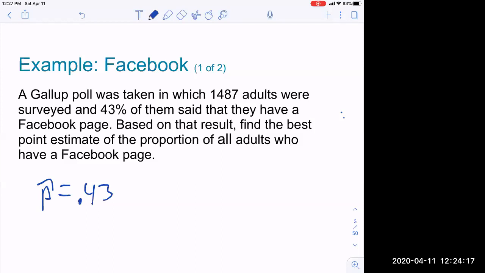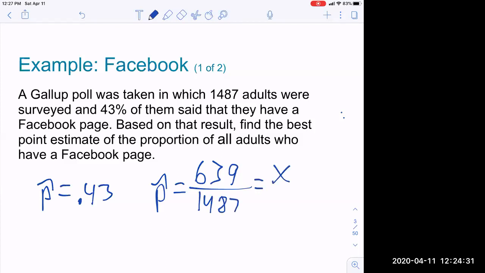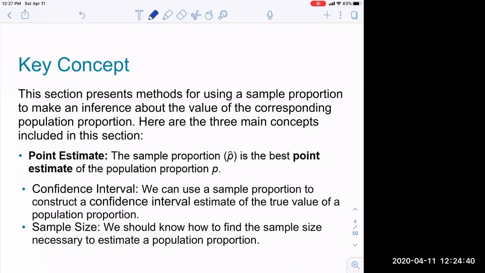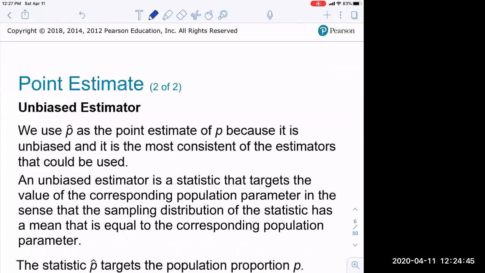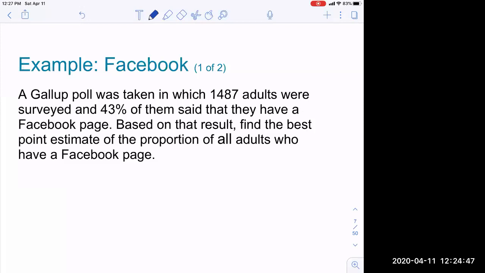And the way that was found was in this survey, 639 people said they had a Facebook page over our total. The 639 you may read as X, and then of course that sample size, which is N. Yeah, we've done all this. P hat and P.